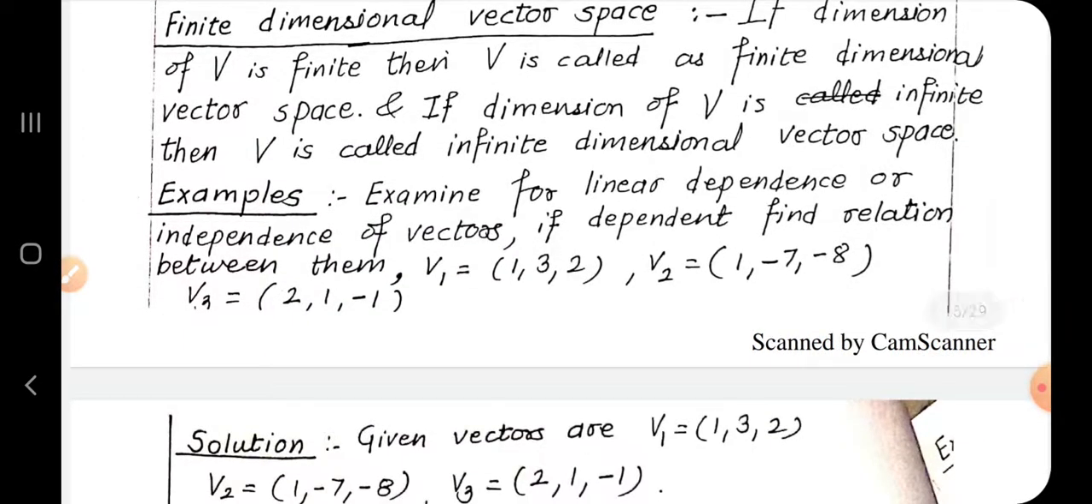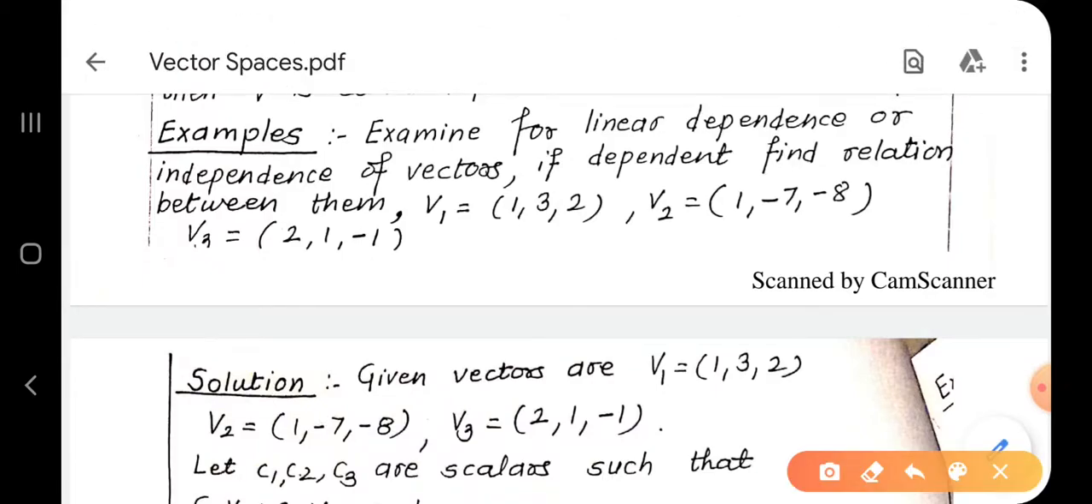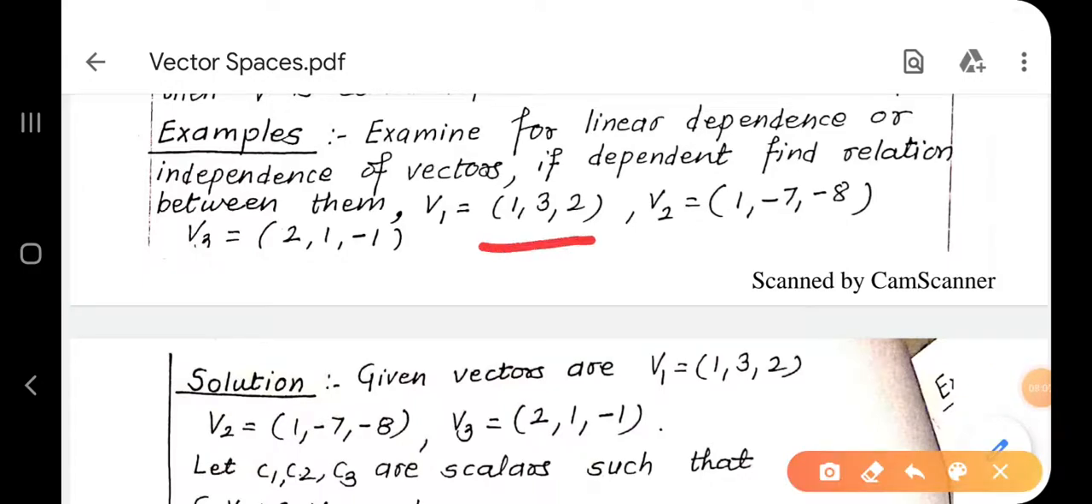So, take the first example to solve here. Examine for linear dependence and independence of vectors. If dependent, find the relation between them. The vectors given here: v1 is equal to 1 3 2, v2 is equal to 1 minus 7 minus 8, and v3 is equal to 2 1 minus 1. So these are the 3 vectors, and we have to check linear dependence and independence. Keep in your mind, if dependent, we find the relation between them, and if independent, there is no relation.